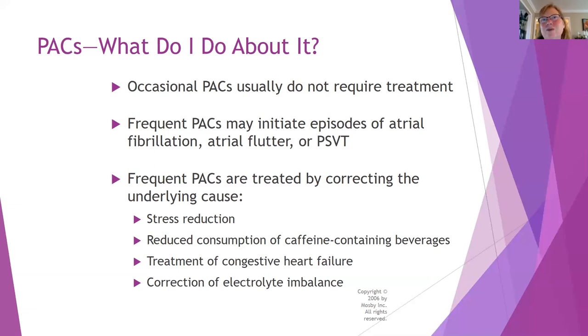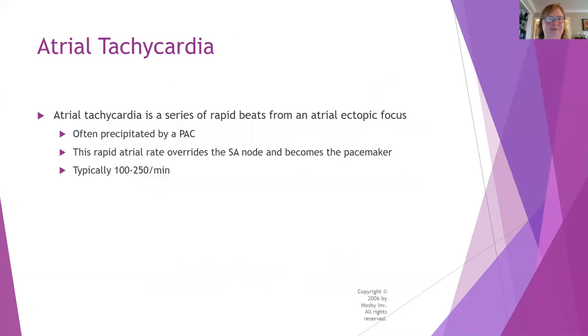We would treat underlying conditions that we know about, congestive heart failure, things like that. Electrolytes for sure, right? We're going to look at those electrolytes and make sure everything's okay. If someone has a lot of PACs, and we're looking to medications to treat them, we may look at beta blockers. And we're going to see this with a lot of those rapid rhythms. Beta blockers, calcium channel blockers, and sometimes anti-anxiety medications to help somebody with the level of anxiety that they're experiencing and the physiological impacts of that.